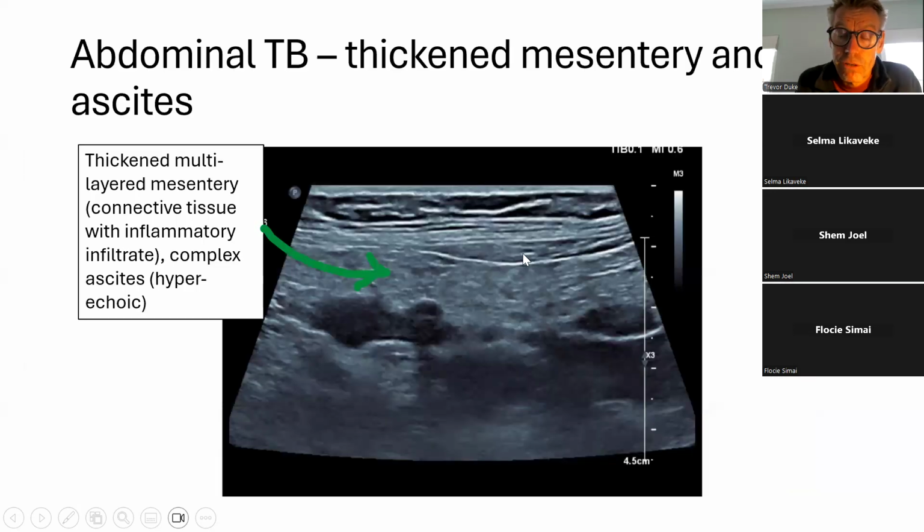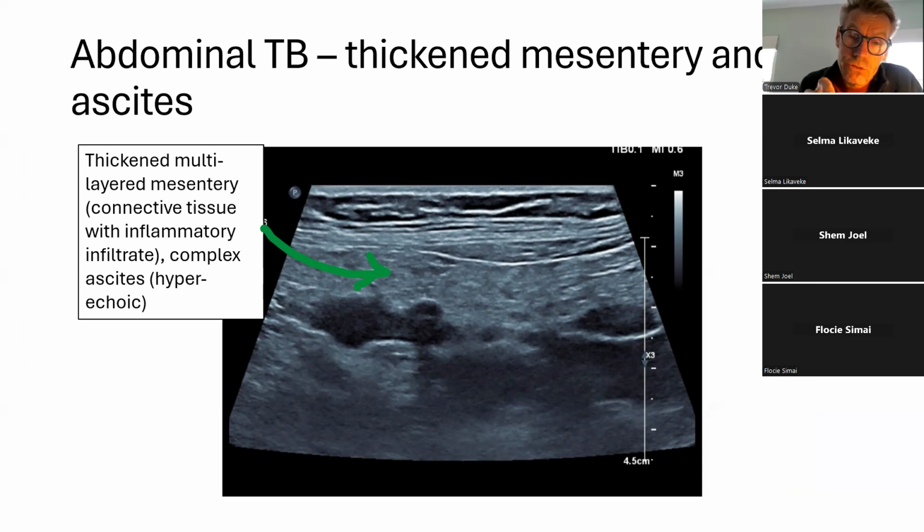The third cardinal feature, I would say, of abdominal TB is, well, what we said: one, multiple lymphadenopathy; two, multiple splenic lesions; and three, thickened mesentery and omentum and ascites.